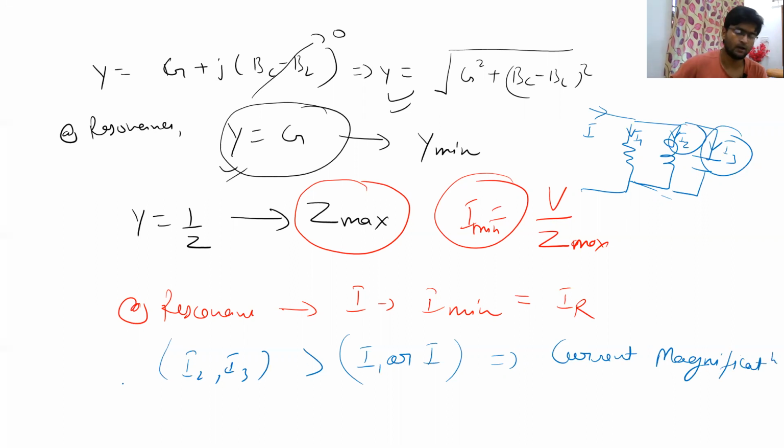Also, you can see that everything which is happening in this parallel resonance condition is opposite to whatever was happening in the series resonance, because in the series resonance case, impedance was getting minimum and current was getting maximum. But here in this case, impedance is getting maximum and current is getting minimum. So this particular type of resonant circuit is also called an anti-resonant circuit.